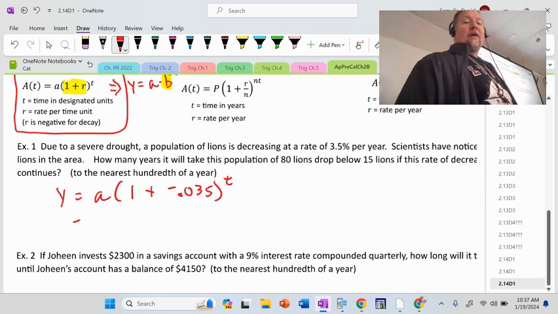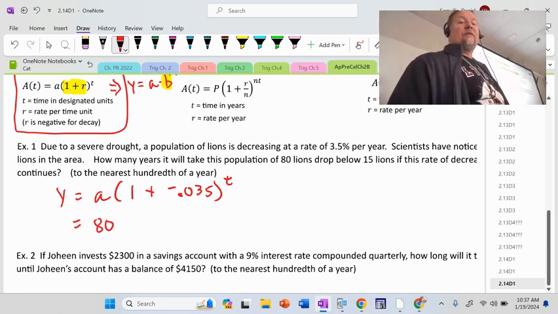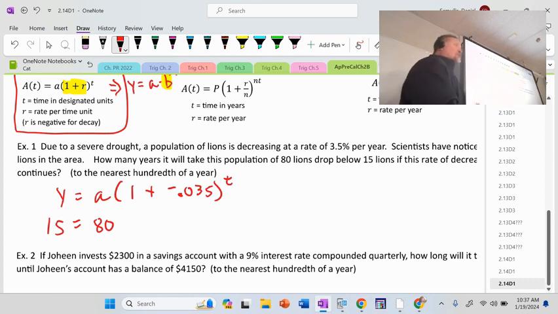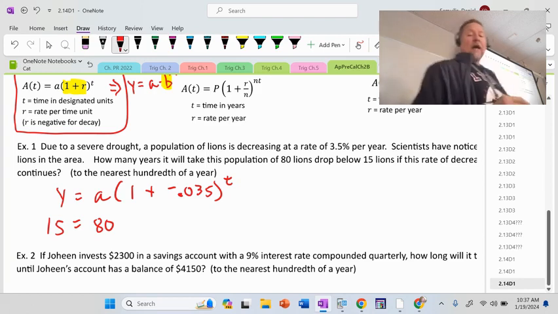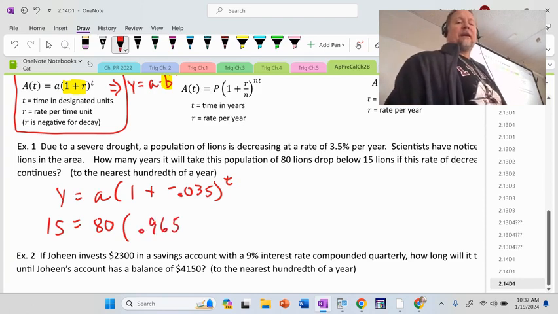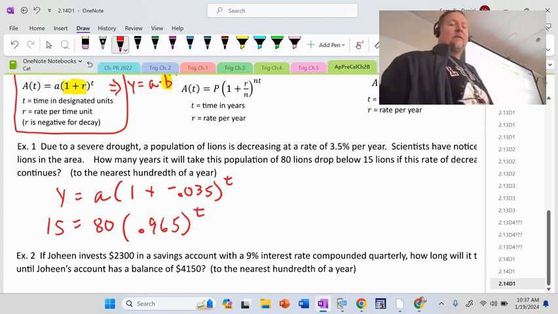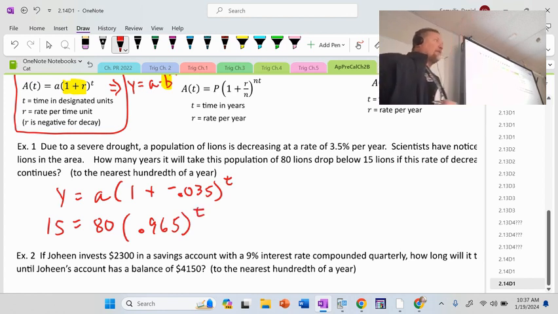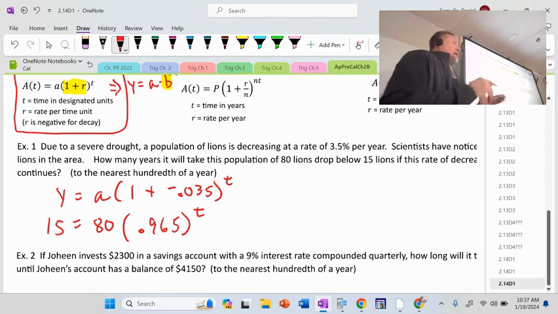All right. And then, okay, so 80 turns to 15. Some people screw that up. They put 80 first and 15 second. 80's decreasing to 15 in how long? So that's my A value. And then 1 minus the rate becomes 0.965 raised to the T. So here's what word problems are. You got to read it. You got to insert the numbers in the right spot. And then it turns into what we've done 4 days in a row, solving, in this case, an exponential.